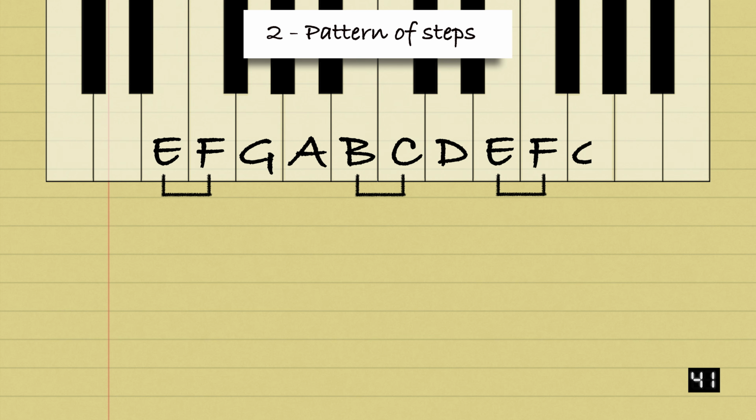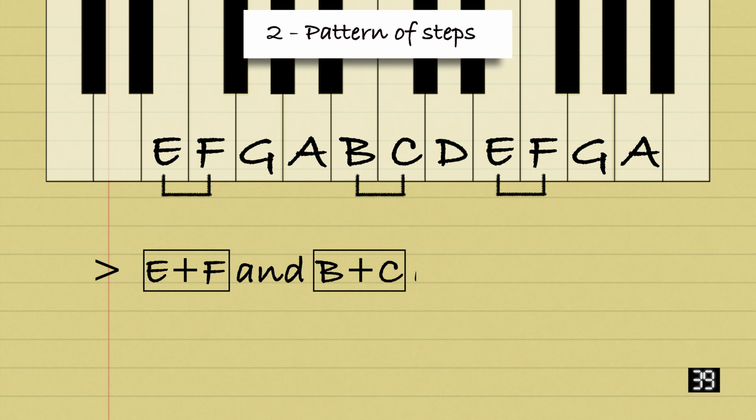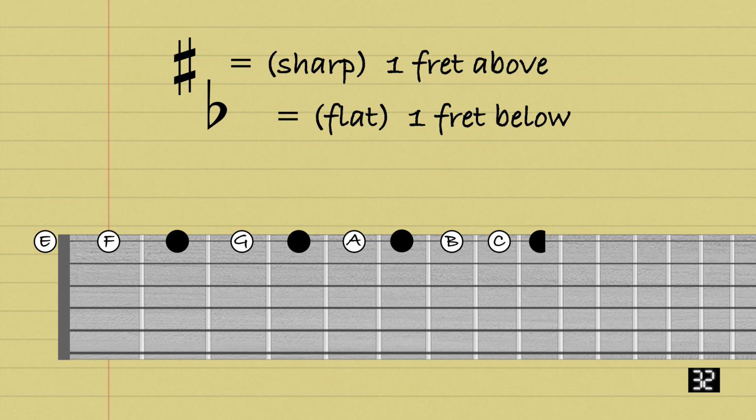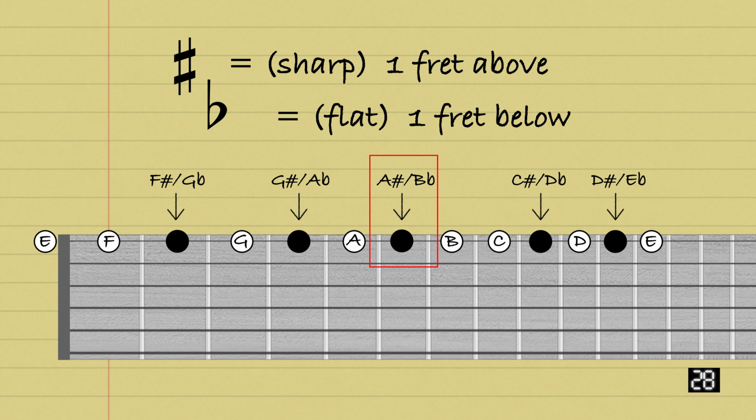And all we need to remember is E and F and B and C are the only ones that are beside each other, and all the others have a fret in between. And the in-between notes are named either after the one above or the one below, so this could either be called A sharp or B flat.